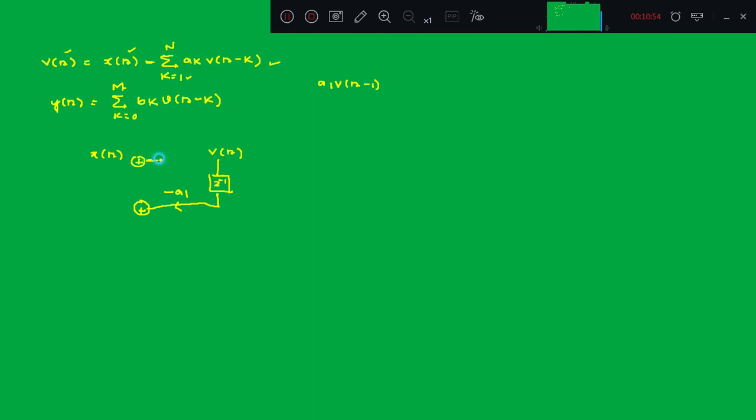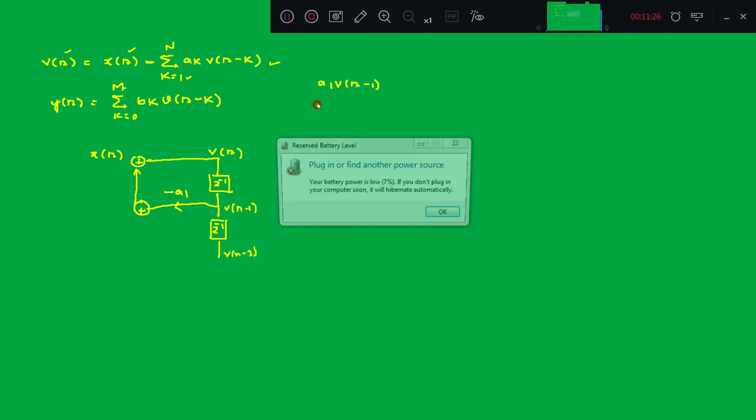Understood? So why have I taken plus here? Because the k equals 0 term is not there, so directly you can either write 1 or simply keep it as it is. Next, substitute k equals 2, you will get a2 into P of n minus 2. So you have to take another delay here. So this is my P of n minus 1, P of n minus 2, and this P of n minus 2 is scaled by what?